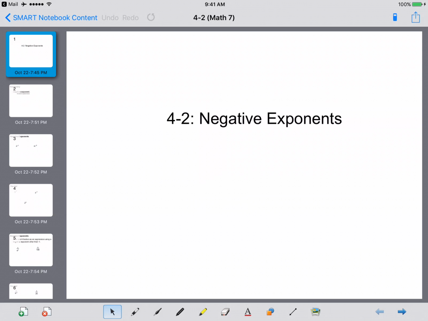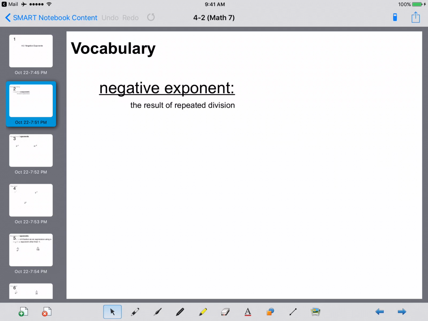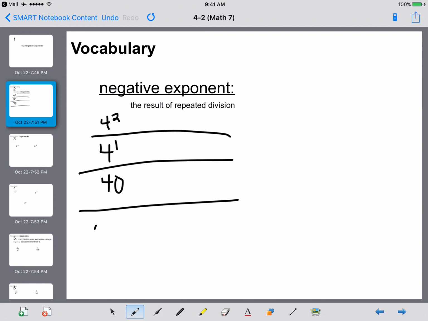Welcome to Chapter 4, Lesson 2 on negative exponents. So first thing first, a negative exponent is the result of division. So if, for example, here we have 4 to the 1, 4 to the 0, so you have 4 to the 2 as well, 4 to the negative 1 then, and 4 to the negative 2.